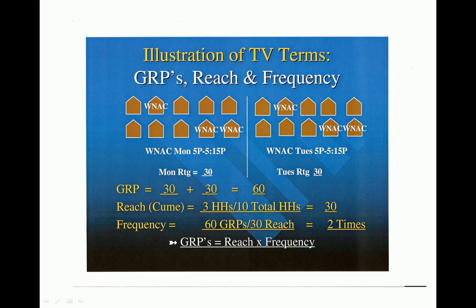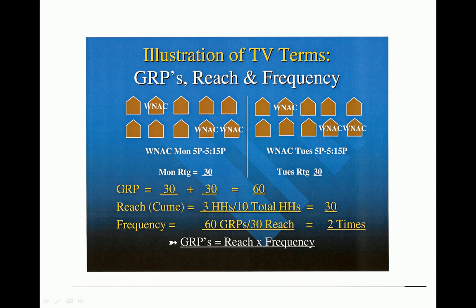The gross ratings point of both Monday and Tuesday are the same. So when we add those together, we see we have a 60%. To figure out who was exposed at least one time, the cume, the reach: how many people did you reach out to? We have 3 households over 10. 1, 2, 3 over 10, 30 times.